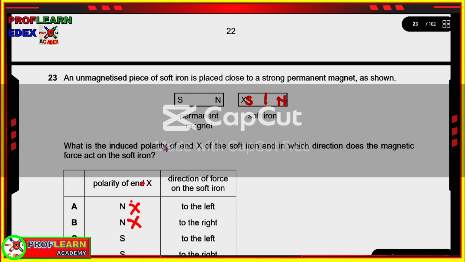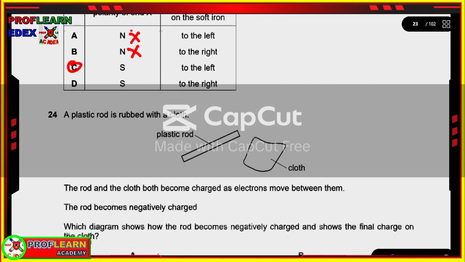And what is the induced polarity, and which direction does the magnetic force act on the soft iron? To the left, because it is going to be attracted. So we're going to say the answer is C in that case.